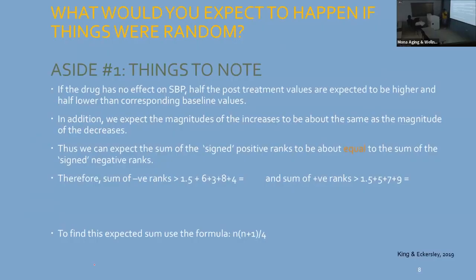Here we have it: therefore the sum of negative ranks greater than 1.5. It shouldn't be greater than. It's like a little arrow. That's what it should be. It's not really greater than. It's supposed to be like an arrow. Well, how do you do it?